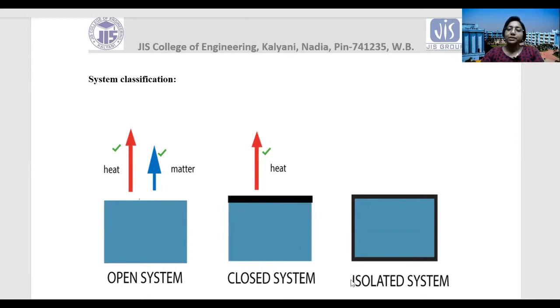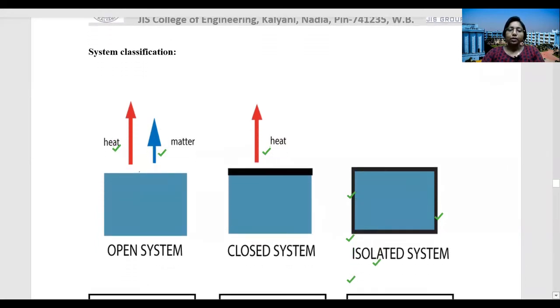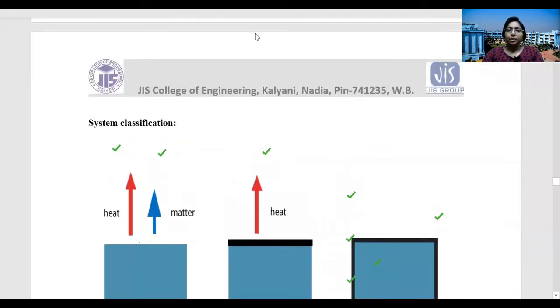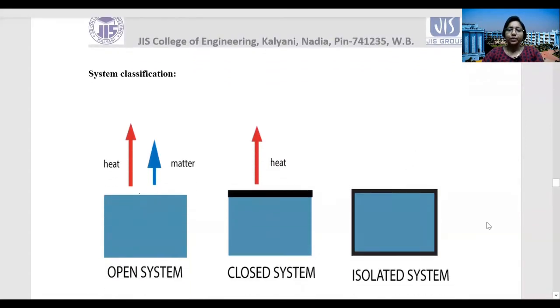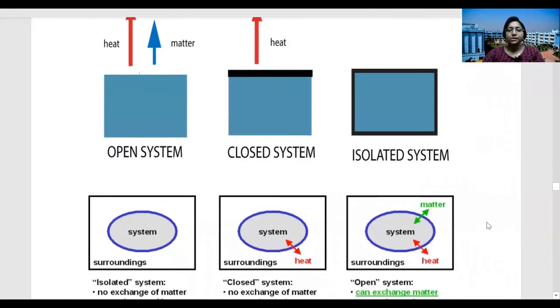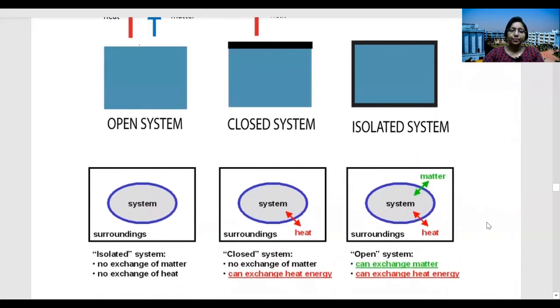For the isolated system, you can see the isolation, that means there may be insulation. So there is no transfer of heat and matter. There is no transfer of energy and mass. Nothing can be transferred. That is called an isolated system. This example is rare. So now you have understood the three types of system: open system, closed system, and isolated system.